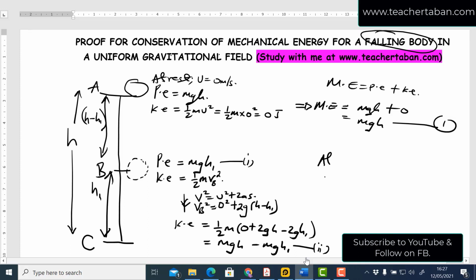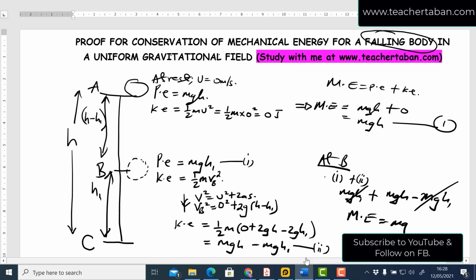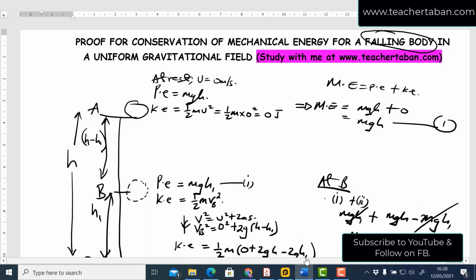So at B, when I add the two equations, Roman 1 and Roman 2, I will end up with mgh1, that is the potential energy, and then mgh minus mgh1. So these two cancel out, and we shall end up with our mechanical energy being equal to mgh, and that is our equation 2. So doing the same for our body at point C, we shall simply do this.